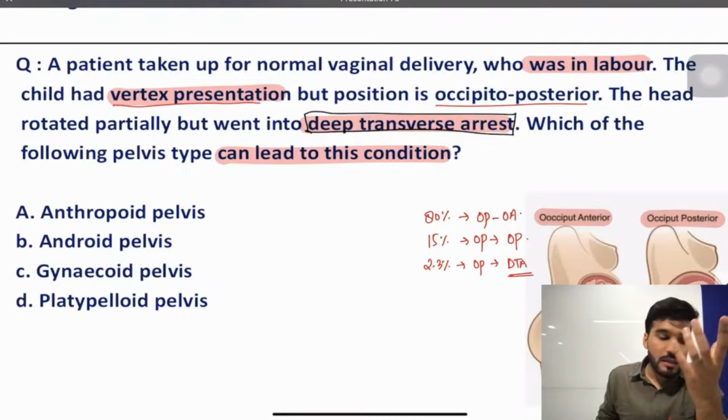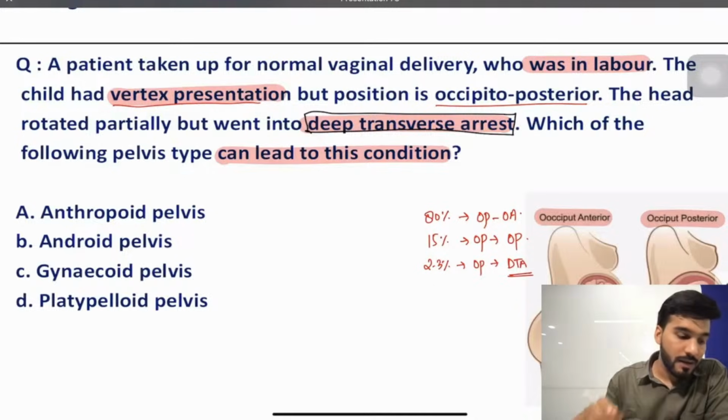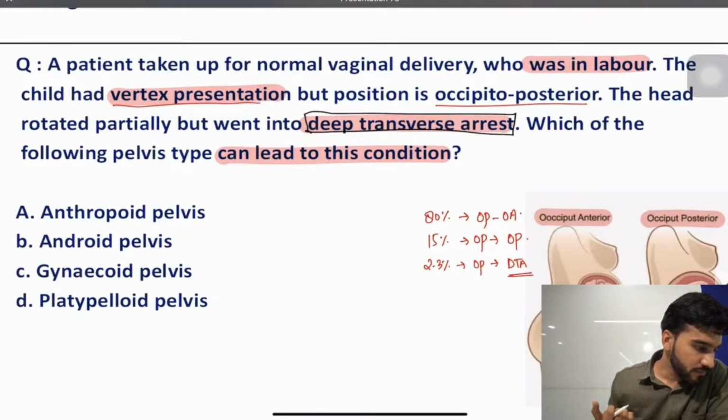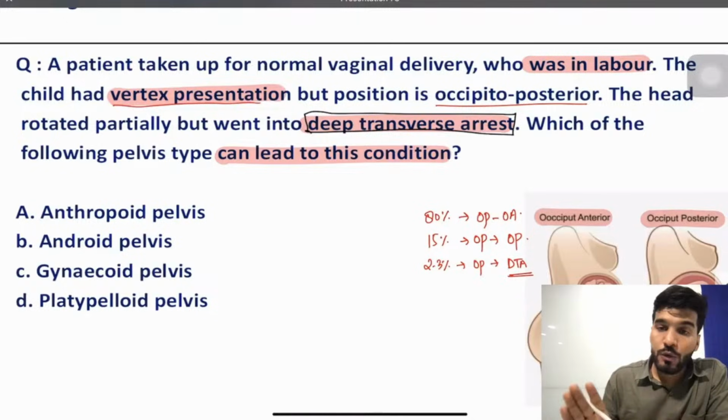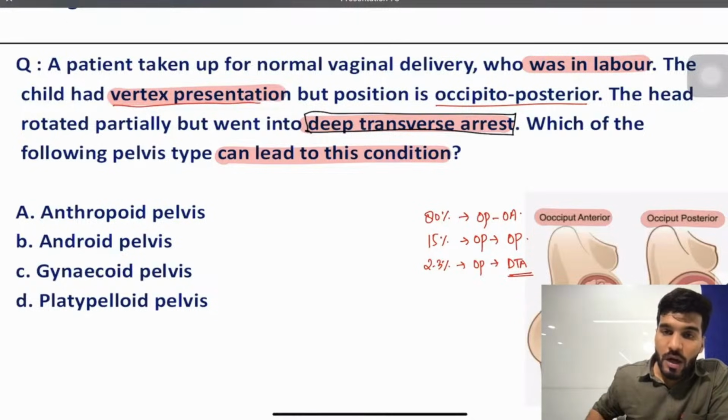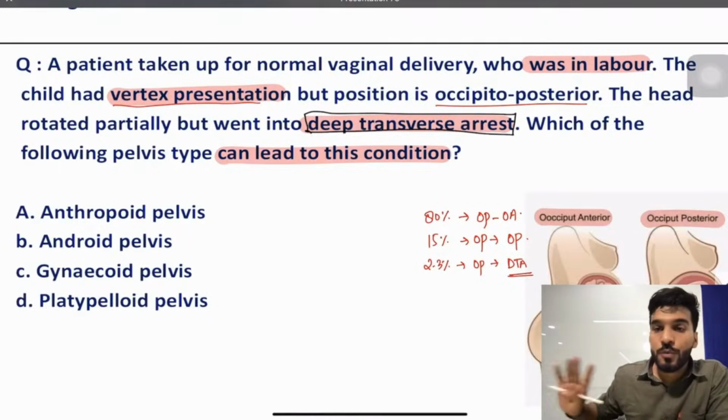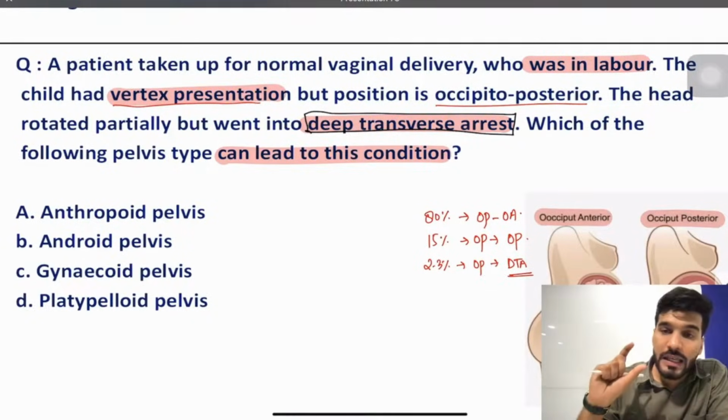What is presentation? The part which is touching the lower segment. Is that clear to everyone? Any doubt, any single thing, you can write down in the comment section related to the particular topic. And one question is confirmed from such types of pelvises. All you have to remember is where deep transverse arrest is seen, where occipito-posterior presentation is found, where occipito-anterior presentation is found, where face presentation is found, what is the mode of delivery, where face to pubis is done. So all these things are the keywords when you solve the questions on the types of pelvis.